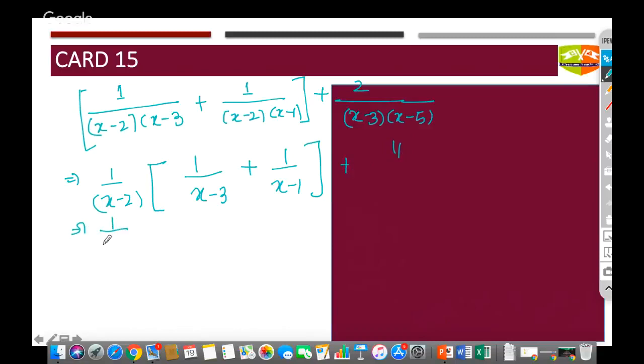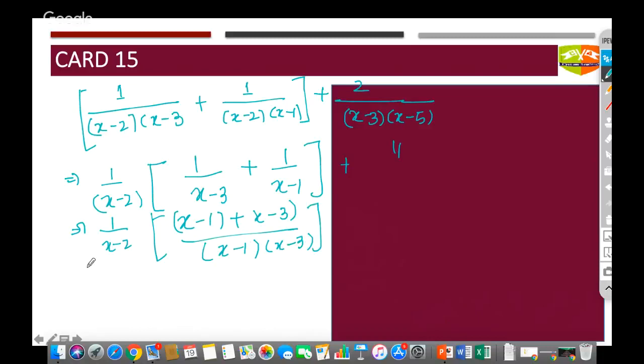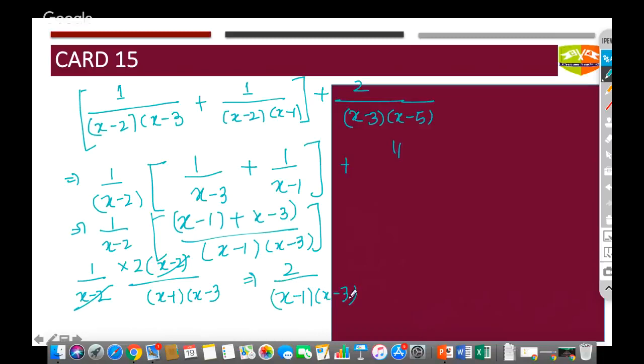So this gives me 1 divided by x minus 2, and this is nothing but (x minus 1 plus x minus 3) divided by (x minus 1) multiplied by (x minus 3). Now let's solve it here. This will be nothing but 1 divided by x minus 2, and 2x minus 4 is nothing but you take 2 common, so this will be 2 multiplied by (x minus 2), (x minus 1), (x minus 3). So x minus 2 gets cancelled over here, and what I get from here is 2 divided by (x minus 1)(x minus 3). Now I'll add this to 2 divided by (x minus 3)(x minus 5).